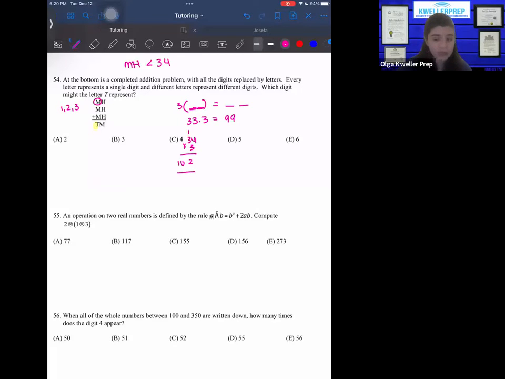And H can be anything, right? From 1 to 9, depending on what M is. But M, we know, can only be 1, 2, or 3. Okay, so now we did the hard part, right? That's the hard part, figuring out that M can only be one of these. So now we think, okay, well, if M was 1, what would happen?